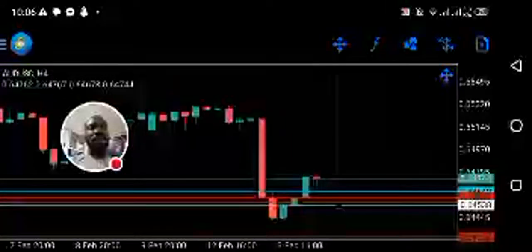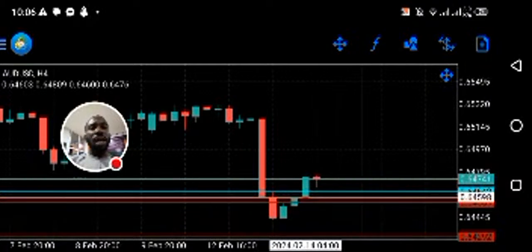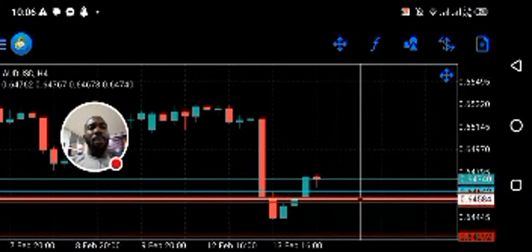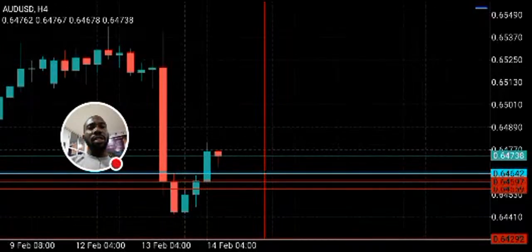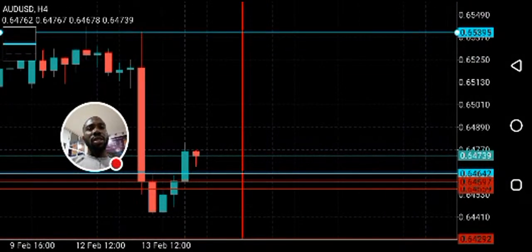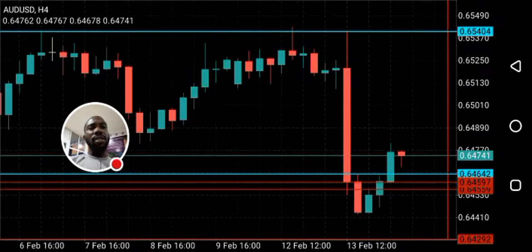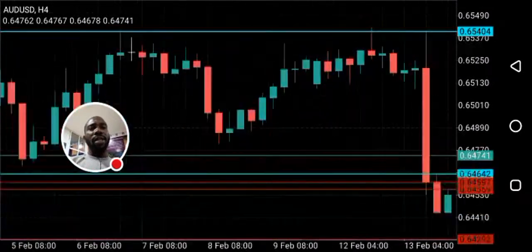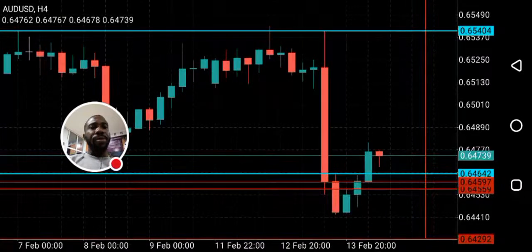I hope that's clear. I want to wait for price to pull back and fill this gap before I would buy. And if I'm buying, my first take profit will be at this level of liquidity, this previous high, this relative equal high. That will be my target on Australian dollar USD. I hope you get that, Mr. Eze.